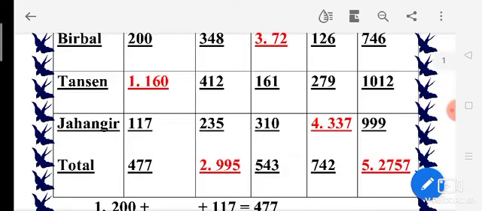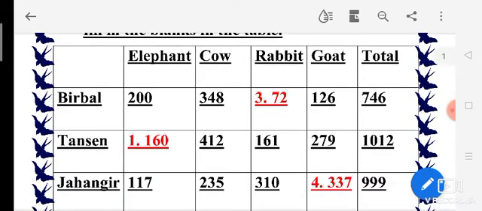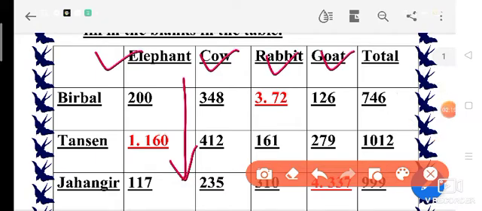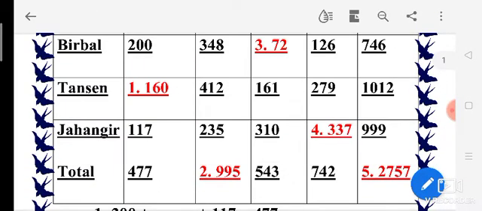So how will we solve this? See here, the number of elephants. Birbal is having 200 elephants. Tansen we have to find. So we will solve it this way: firstly all four, elephants, then cow, then rabbit, then goat. Now firstly we will solve for elephants. Birbal is having 200, Tansen we have to find out, Jahangir is 117, and down one is total.